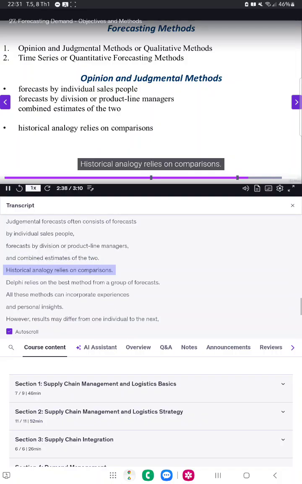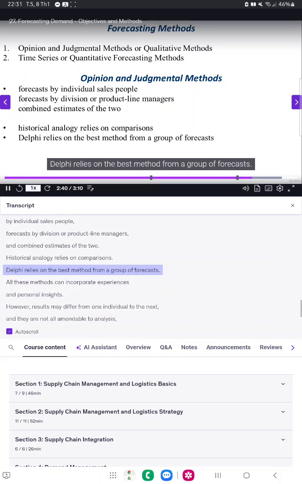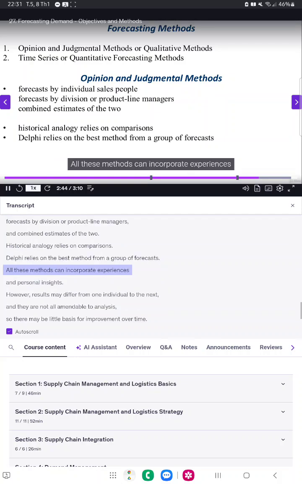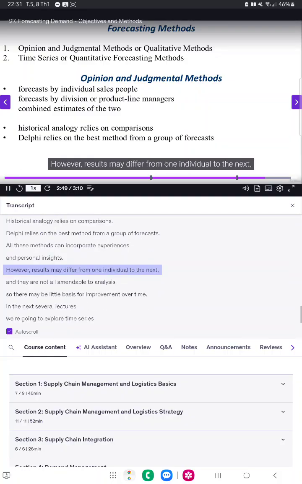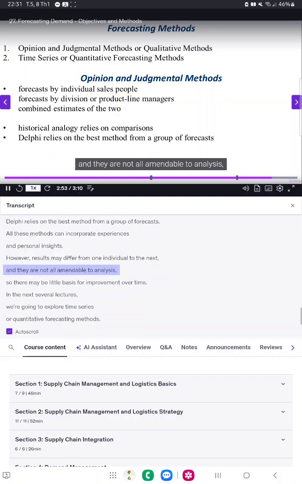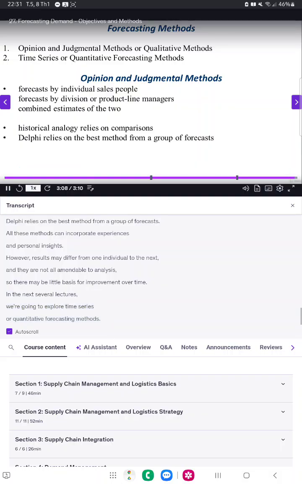Historical analogy relies on comparisons. Delphi relies on the best method from a group of forecasts. All these methods can incorporate experiences and personal insights. However, results may differ from one individual to the next, and they are not all amenable to analysis. So there may be little basis for improvement over time. In the next several lectures, we are going to explore time series or quantitative forecasting methods.